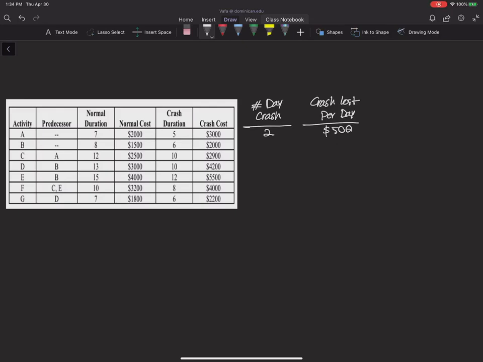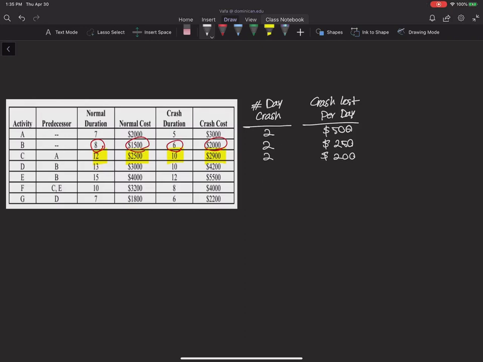For activity B, the normal duration is 8, the crash duration is 6, so it can be crashed for 2 days again. The difference between the crash cost and normal cost is $500, divided by 2 would be $250. For activity C, the difference between $2,900 and $2,500 is $400, and the difference between 10 and 12 is 2 days. So it can be crashed for 2 days, and $400 divided by 2 gives me a cost of $200 per day.